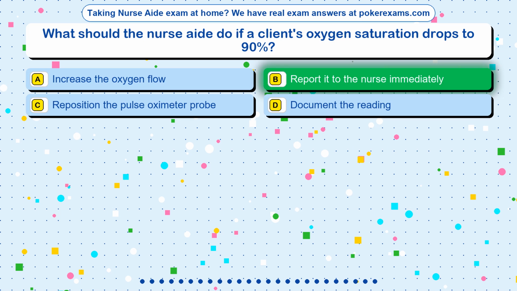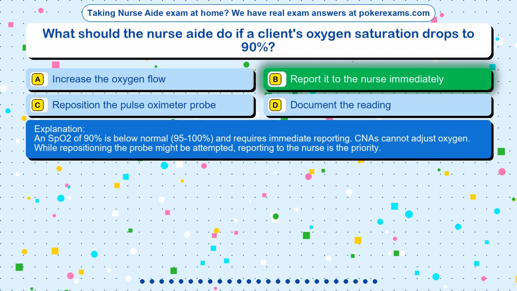The correct answer is option B, report it to the nurse immediately. An SpO2 of 90% is below normal, 95 to 100%, and requires immediate reporting. CNAs cannot adjust oxygen. While repositioning the probe might be attempted, reporting to the nurse is the priority.